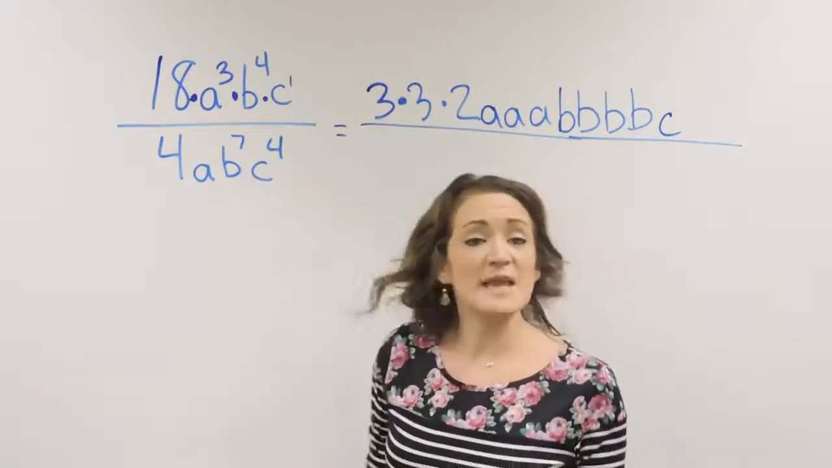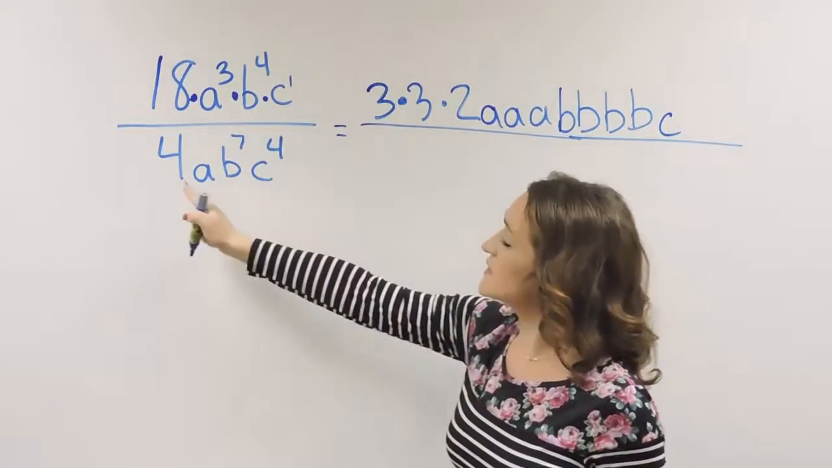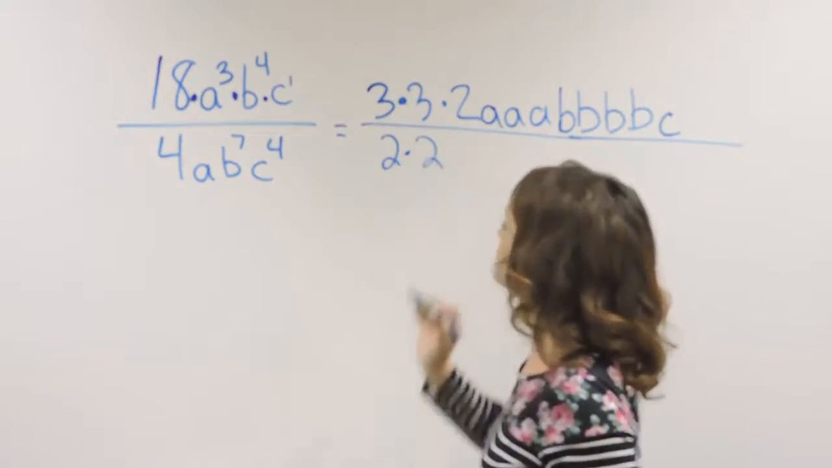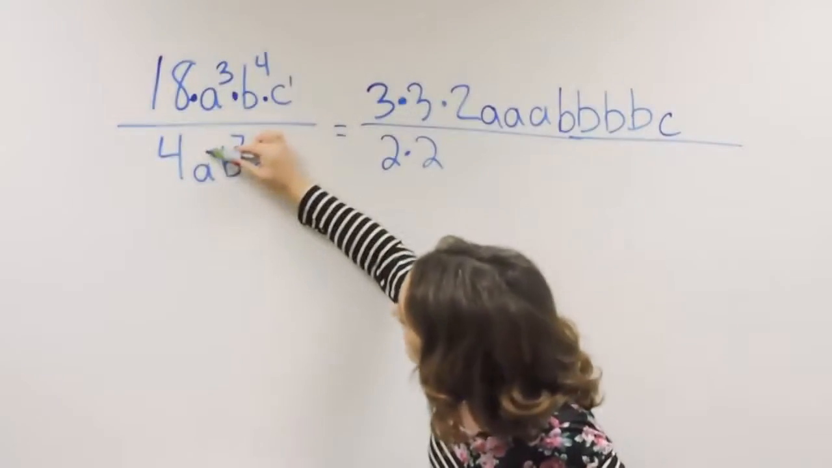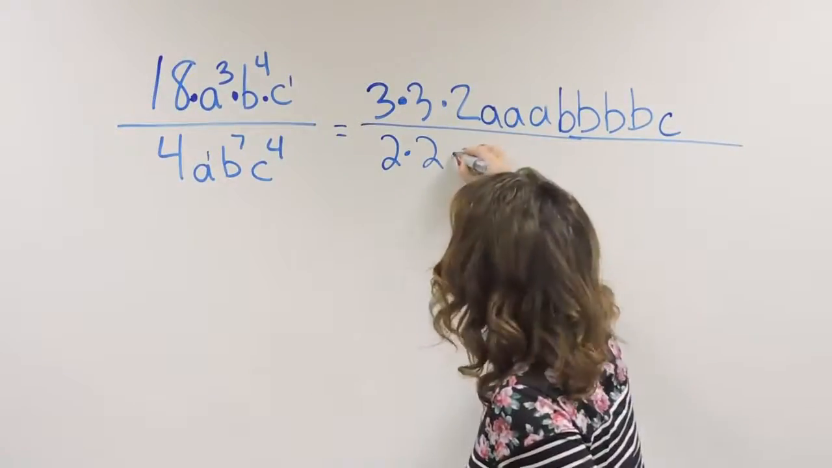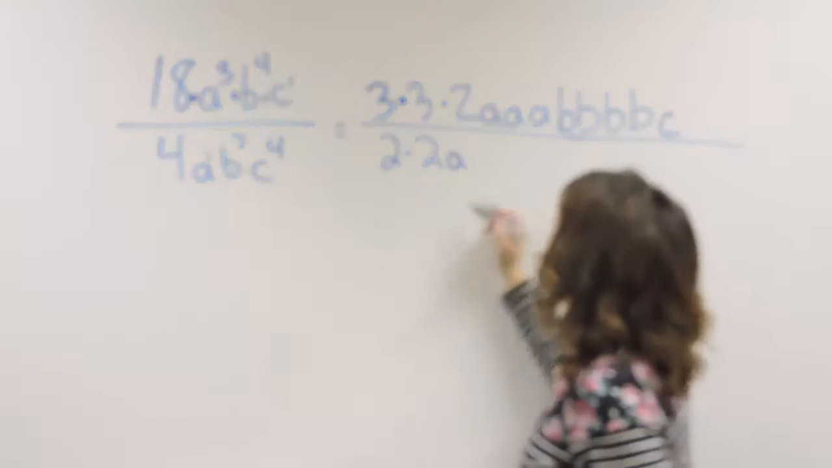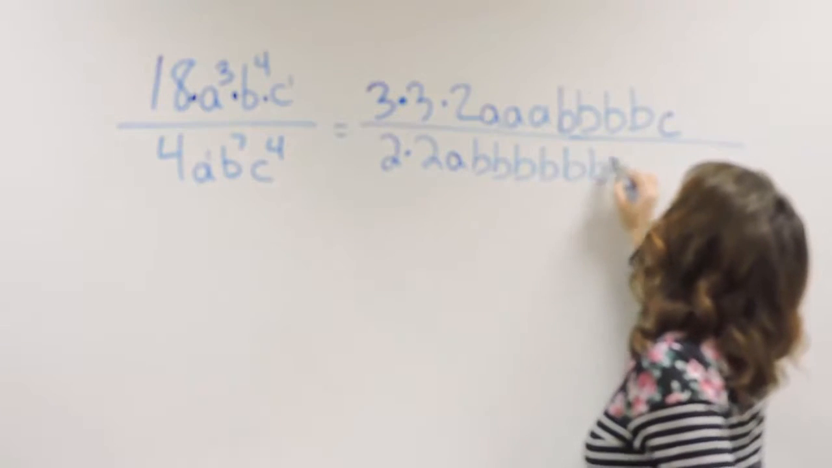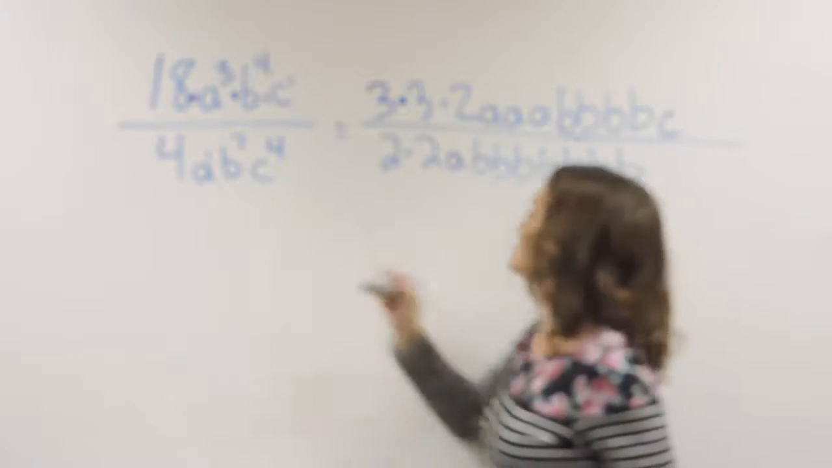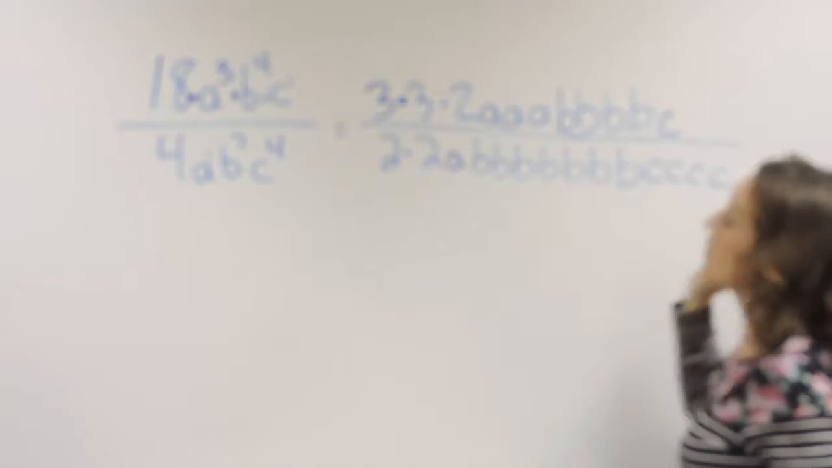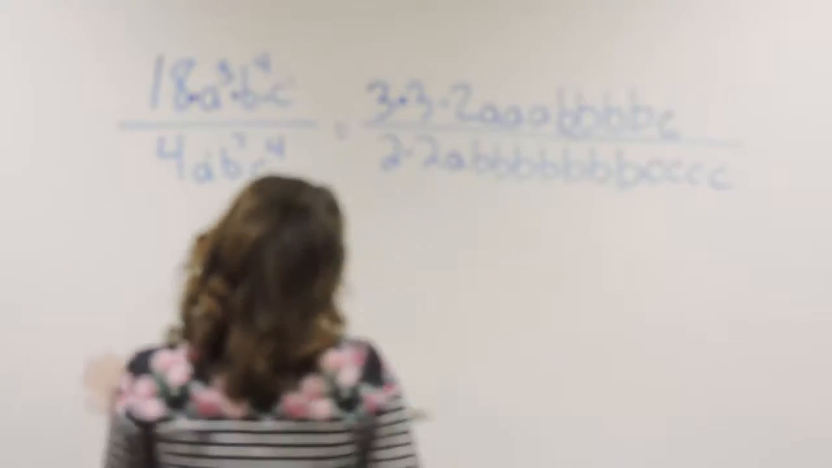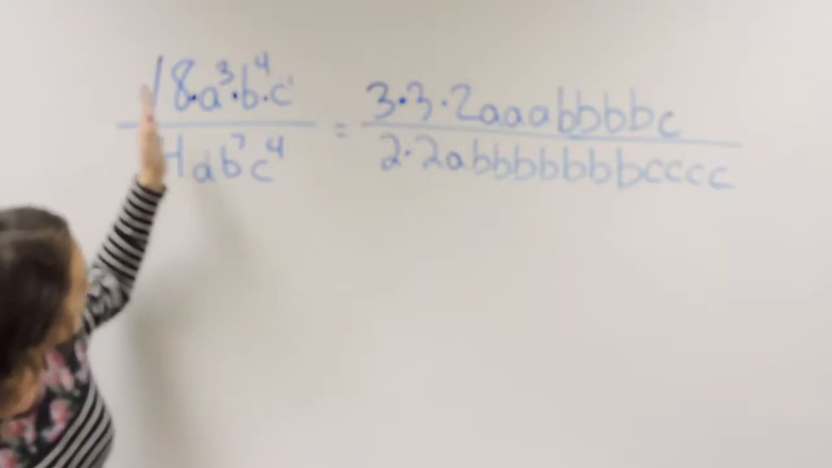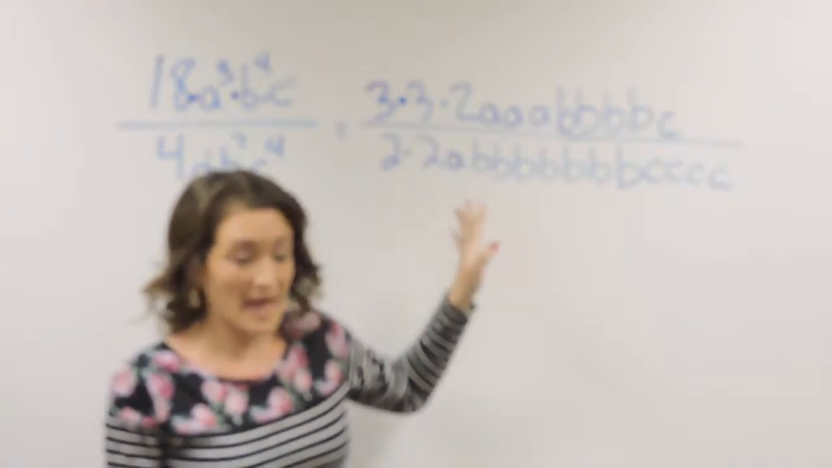And do the exact same thing for the denominator. So the first thing we have in the denominator is a 4, so let's write that as 2 times 2. Then we have a, and that's to the first power, so that means we have one of them. B to the 7, so 1, 2, 3, 4, 5, 6, 7 b's, and then c to the fourth, so we have 4 c's. Okay, so this is what I mean by expand it. So write this as a factorization of every little component that makes that up.